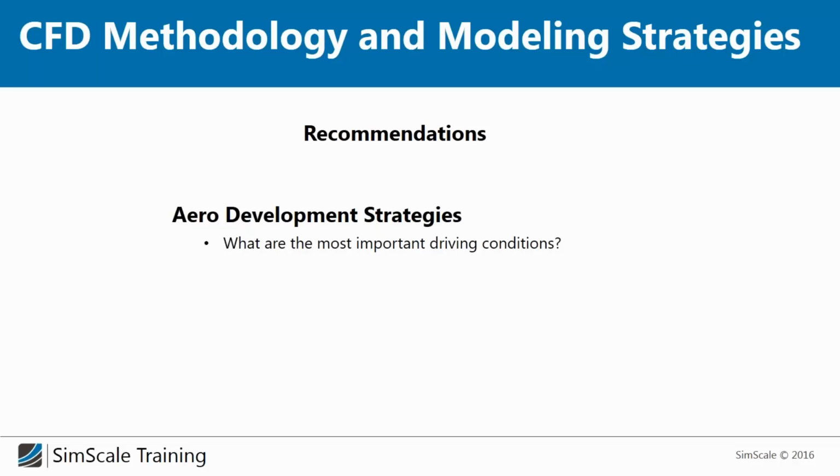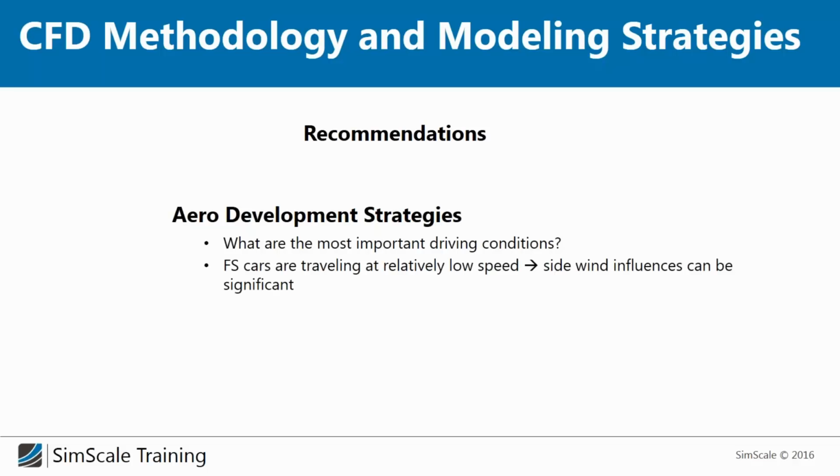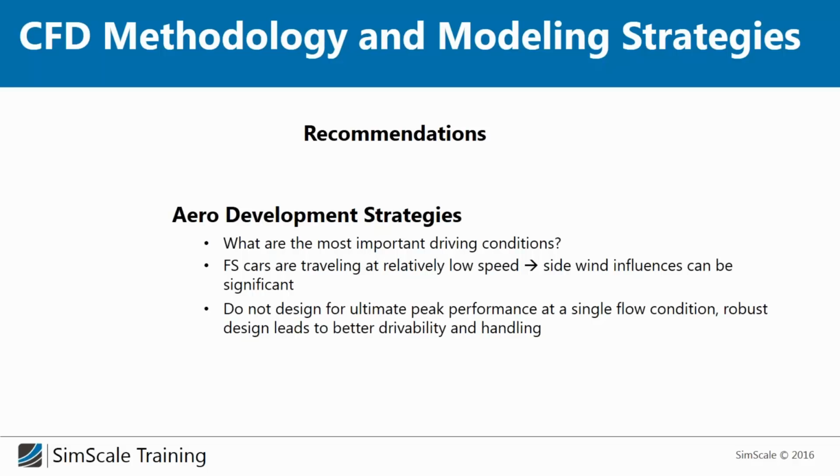What are the conditions we need to consider when we optimize the aerodynamic performance of the car? Well, if you think about Formula Student cars, they are traveling at relatively low speed. And what that means is that any kind of side wind that we might have, and typically there is always some kind of wind coming from somewhere, would mean that the side wind influence can be quite significant. So we should not really design the car for ultimate peak performance at a single flow condition like the straight ahead case.